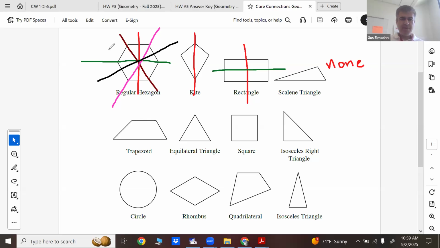Running out of colors here. Yeah, I would agree. So 6. Here is 1, and here is 2. Okay, so go and try the other 8. I'm going to do it also, and we'll compare in a moment.